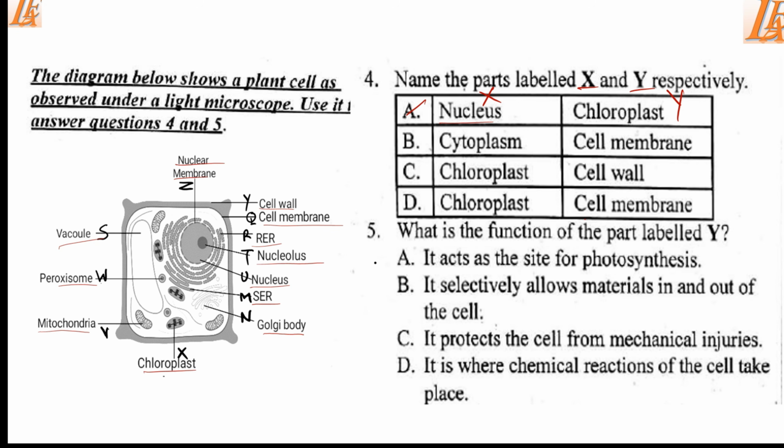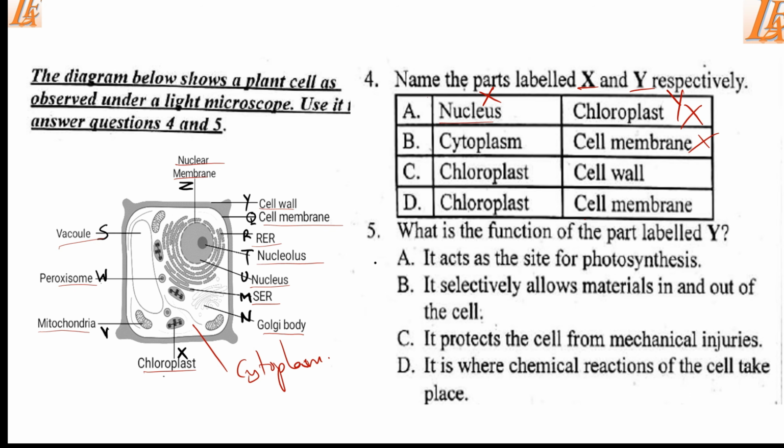So the first answer is wrong. This one is wrong. Let's cancel on the other side. This one is wrong. Then the second one, B, which is a cytoplasm. Cytoplasm does not even appear on this one. Cytoplasm is this part here. These are cytoplasm. So X is not a cytoplasm, so this one is also wrong.